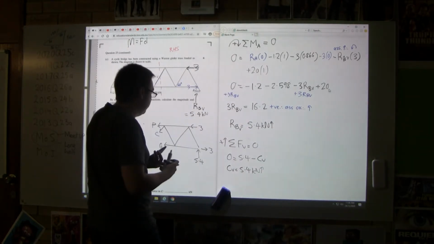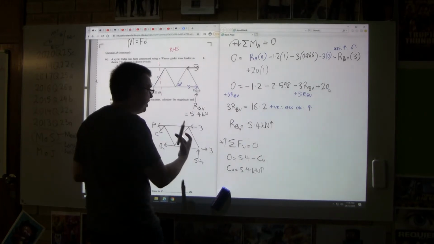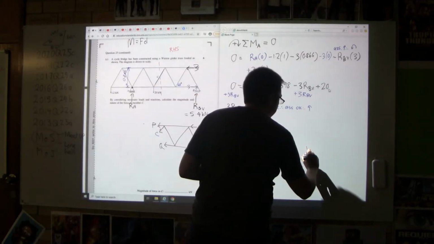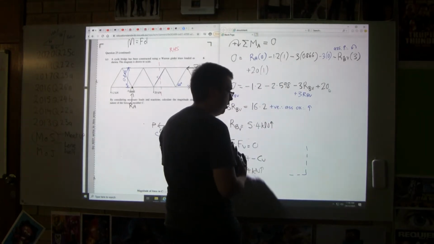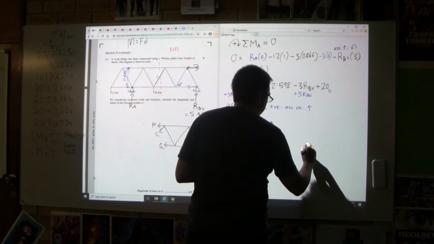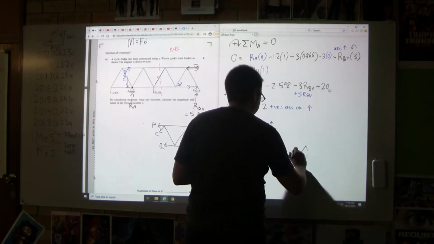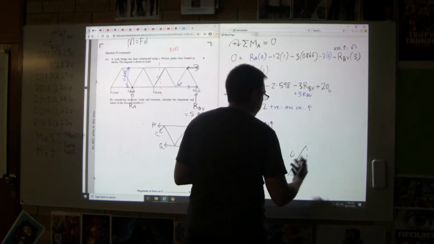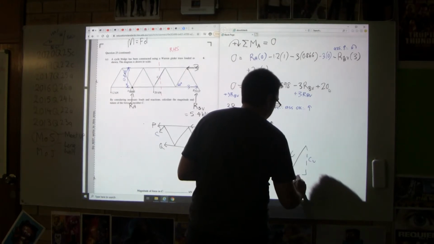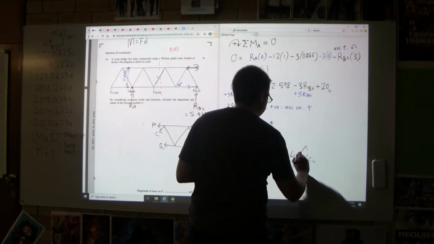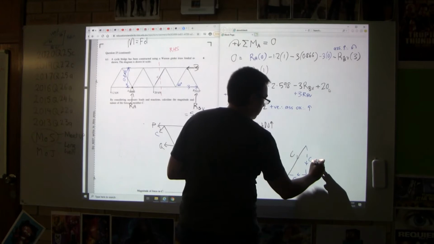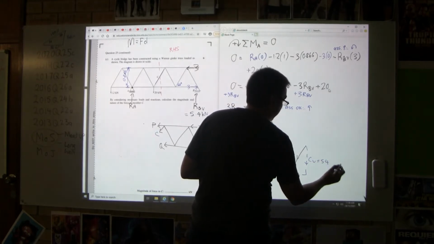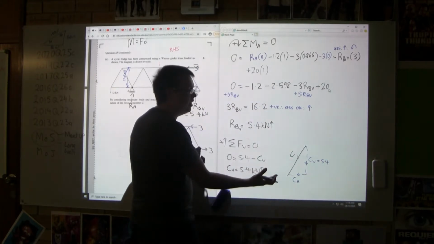Now, I found CV, but that doesn't help me find the value of C. So what I'm going to do is say, well, now this is not an equilibriant. This is a component force. So what I'm saying is, if this is my guy C, this is CV, and this is CH, what are the forces that need to make this work? Well, I'm saying that if CV equals 5.4 down, then how much is C going to need to be?